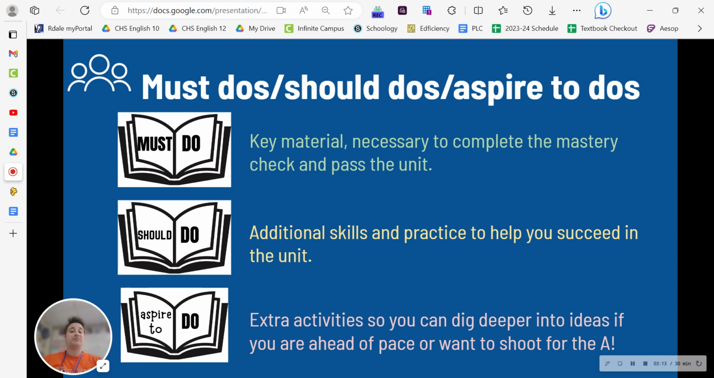Finally, there are aspire-to-dos. These are extra activities, so you can dig deeper into ideas if you're ahead of pace, or if you want to shoot for the A and really master an idea. If you're behind pace or struggling with the work, don't worry about the aspire-to-dos. Think of them as extra material. But if you're ahead of pace and you've got some extra time, or you're just interested in the topic we're learning, those aspire-to-dos can be really interesting and helpful.